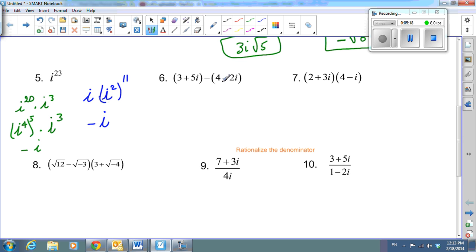To add or subtract complex numbers, just combine a real part with the real part and an imaginary part with an imaginary part. So this one will be 3 plus 5i. Distribute the negative to get minus 4, but plus 2i. Combining like terms will give me 7i, and if I have negative 4 and 3, I end up with negative 1. So it's negative 1 plus 7i.